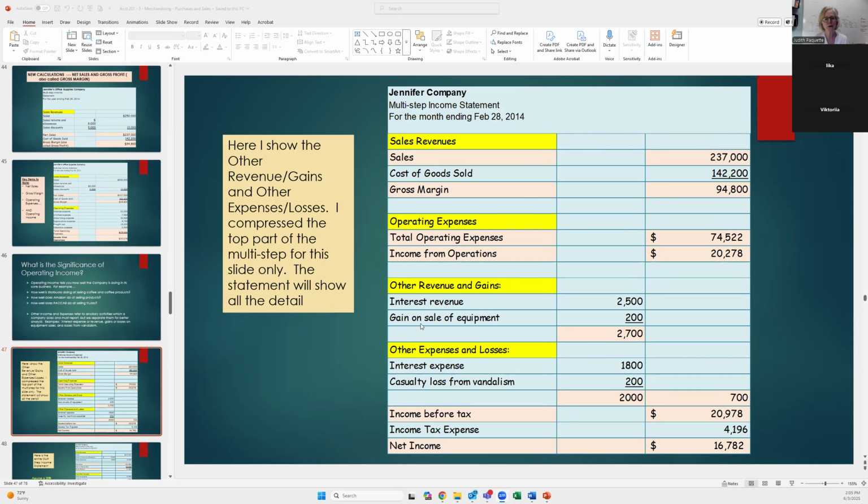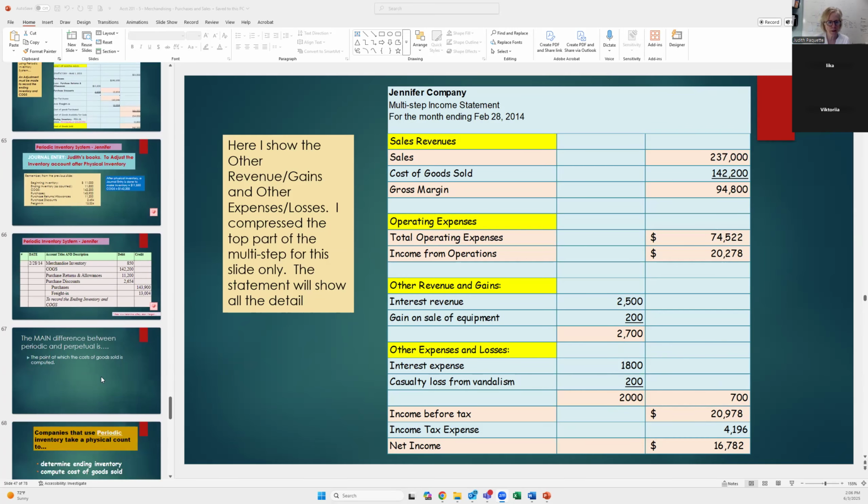Other things that go down here are anything that says gain or a loss. It means it's out of the ordinary. So if it's a gain, it's added. If it's a loss, it's subtracted. So add up all the revenue, add up all the other expenses and losses, and we have a net revenue of $700. So we will be adding that 20278 plus 700. And then we'll calculate income taxes. I think it's like 25%. So that's the multi-step income statement. Any questions about that one?